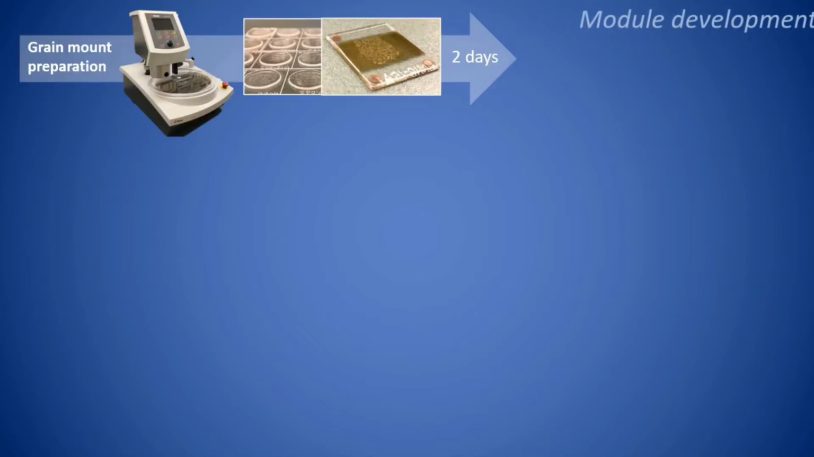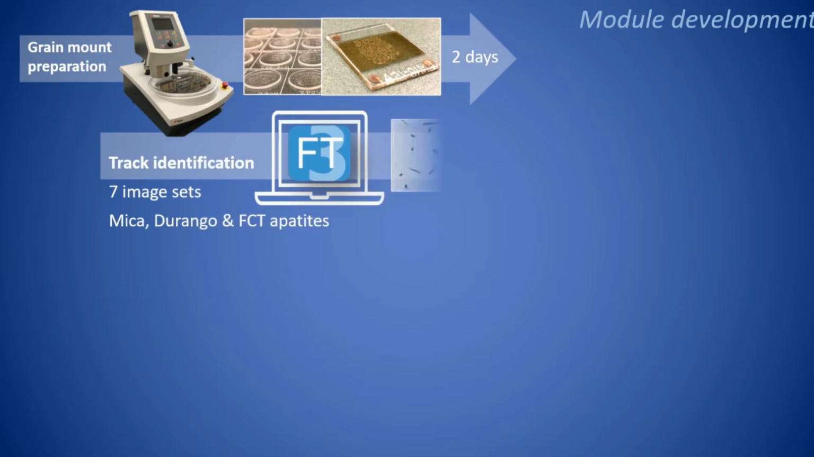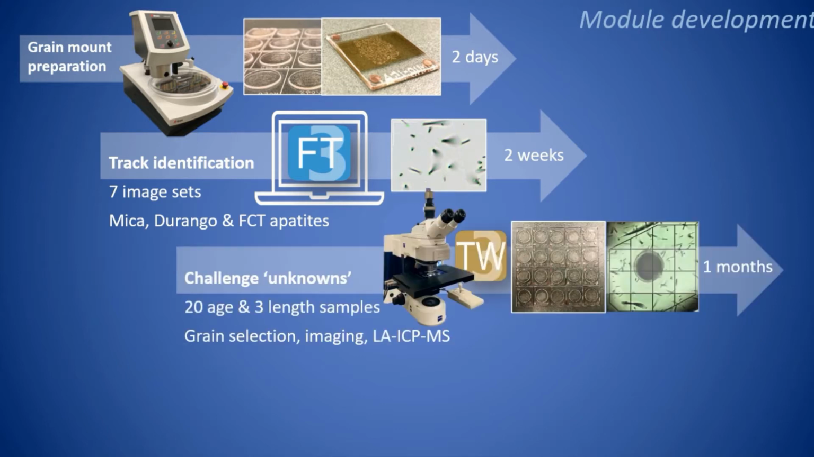Originally, the lab-based training for students and scholars who can physically make the trips starts from grain mount preparation for Durango apatite. The trainee is then asked to count 7 sets of pre-imaged mica, Durango, and the fish count of apatite, using FastTracks. In this step, they will practice grain selection, track identification, and track counting. The next and core exercise is to challenge 20 unknown samples and 3 California irradiated lens mounts, capturing images of selected grains and the lens using TrackWorks, and then carry out LA-ICP-MS analysis afterwards.